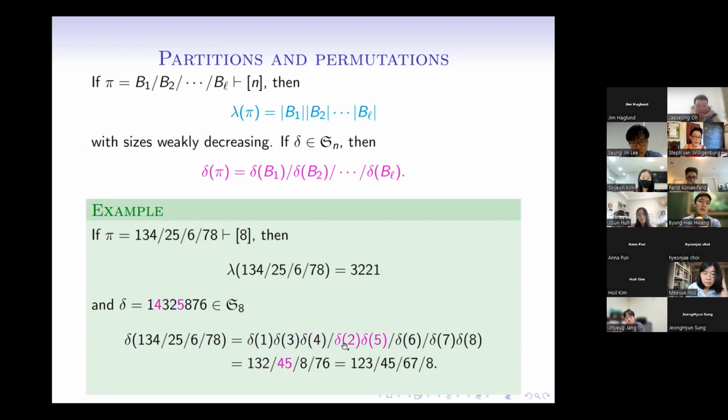Then I'm going to see where 2 gets mapped to, which is 4, write it down. 5 gets mapped to 5, write it down. Then I'm going to see where 6 gets mapped to, which is 8, write it down. Then where 7 gets mapped to, which is 7, write it down. And then where 8 gets mapped to, which is 6, write it down. And then I'm just going to tidy up my set partition to get 1, 2, 3, 4, 5, 6, 7, 8.